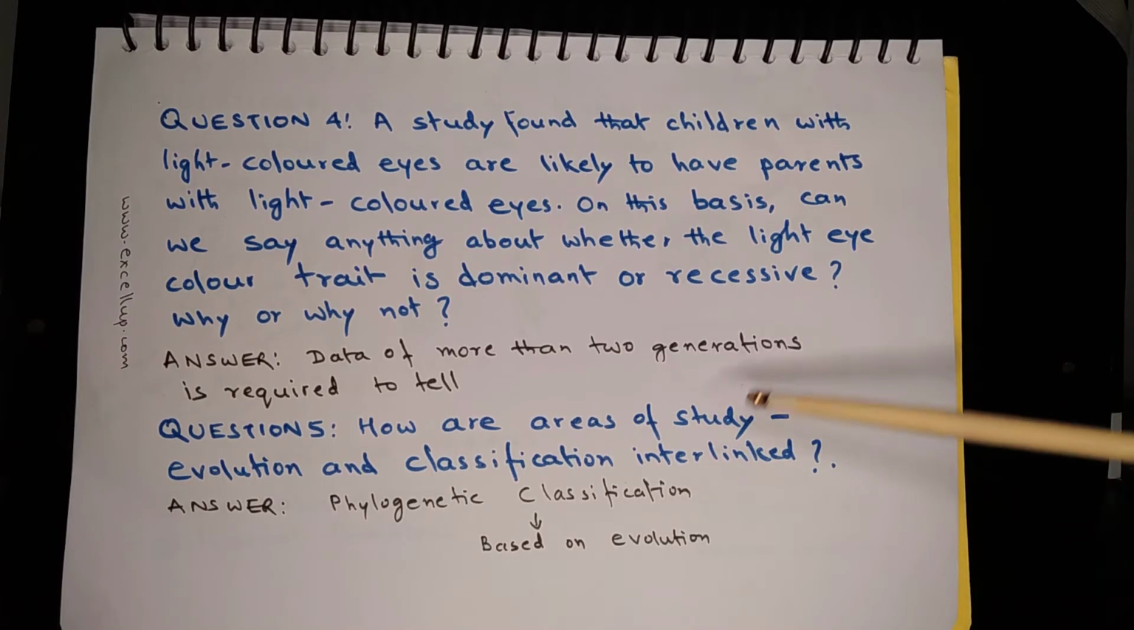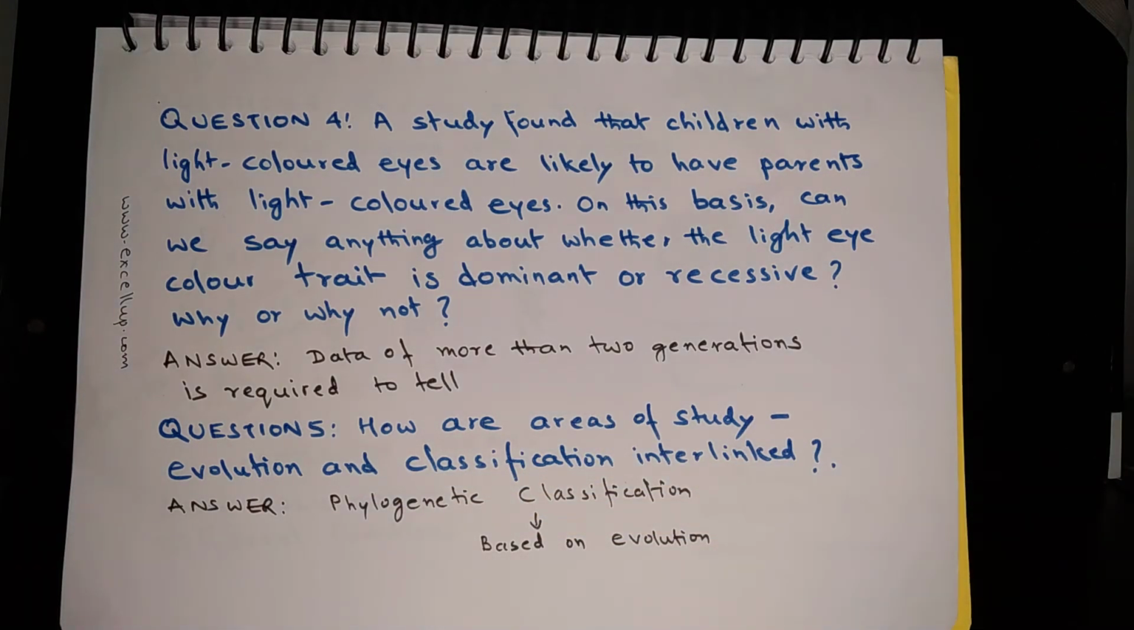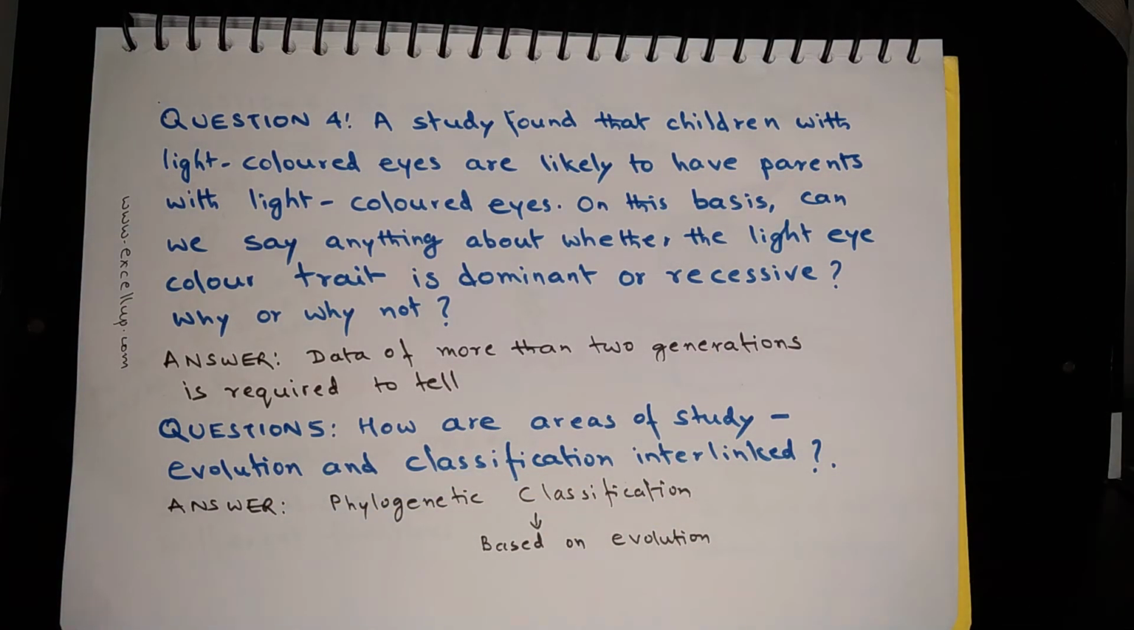Question 5. How are areas of study, evolution and classification interlinked? The answer is that the modern classification is also called phylogenetic classification, and it is based on evolution. The lower phylum is less advanced compared to the higher phylum. So as we go up in terms of phylum, or division in case of plant kingdom, we get to see more complexities, and that is why we can say that evolution and classification are interlinked.